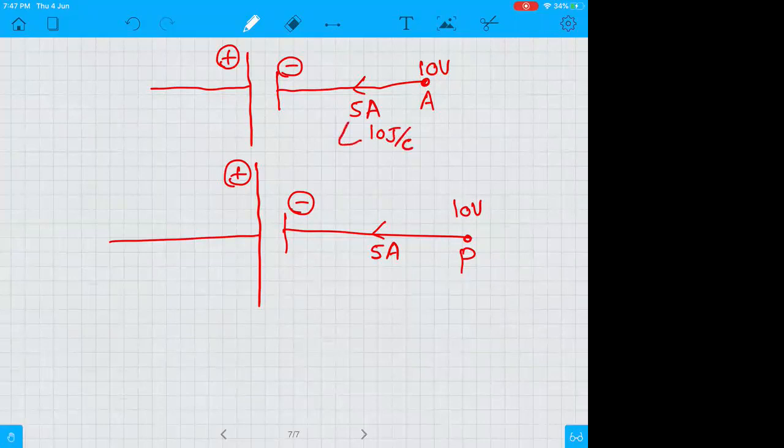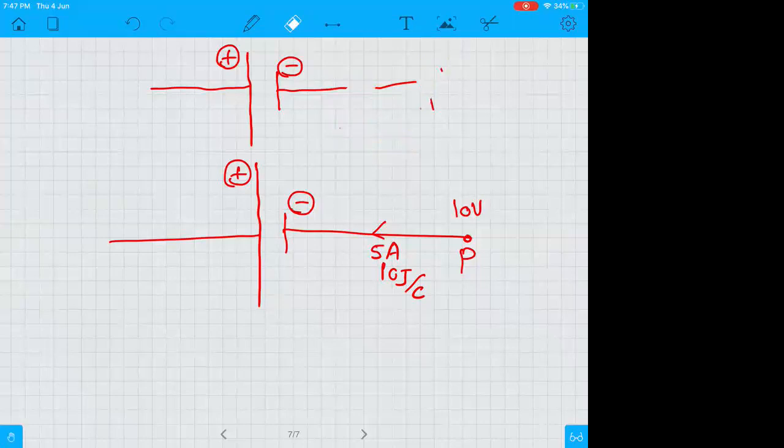Here, every 1 coulomb charge has 10 joules of energy. Let's suppose here the current is not from this point, but it is from this side. This point is A, and the current is 5 ampere. Now, one thing is common. The current of 5 ampere here has 10 joule per coulomb because point P is at 10 volts.